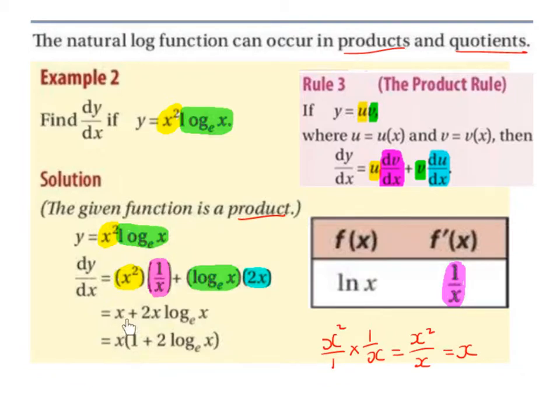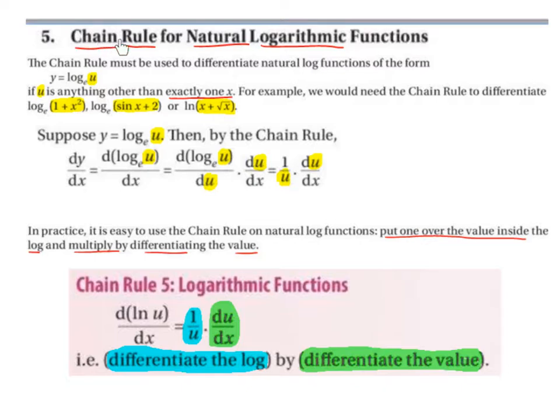So we get x times 1 plus 2 log base e x. Chain rule for natural logarithmic functions. The chain rule must be used to differentiate natural log functions of the form y equals log base e u if u is anything other than exactly 1x. So for example, we would need the chain rule to differentiate log base e of 1 plus x squared, or log base e of sine x plus 2, or ln of x plus root x.